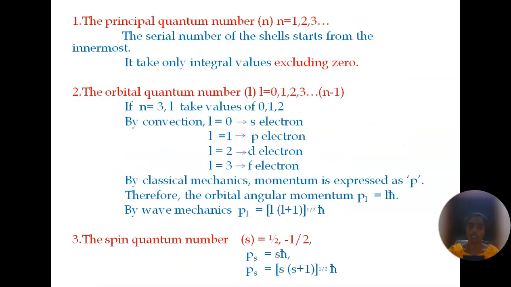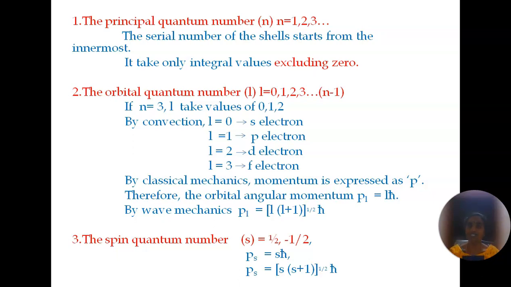So what is the principal quantum number? N denotes the series number of shells, starting from the innermost. We have the nucleus at the center, and around it the electrons are revolving. We have different layers of shells, and we count the number of shells from the innermost orbit.